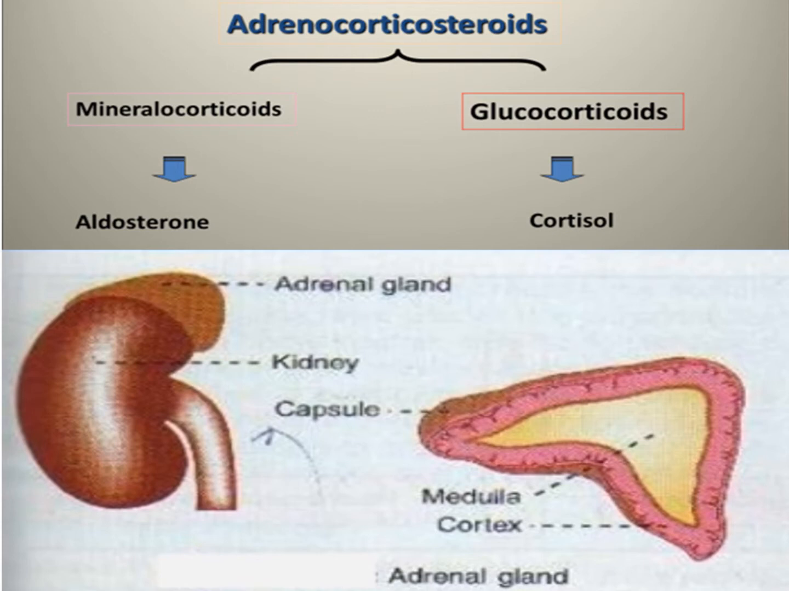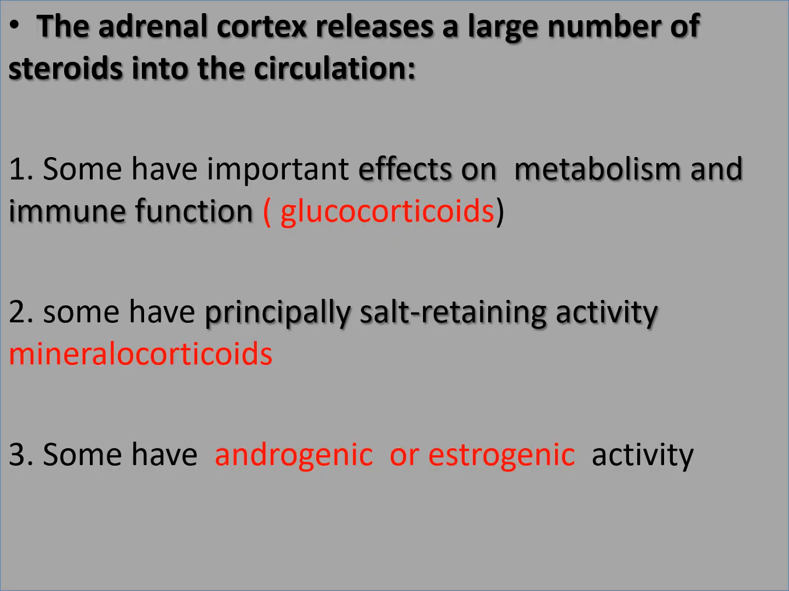Now let me tell you the terms first. When you are talking about adrenocorticosteroids, this means you are talking about both of them, mineralocorticoids and glucocorticoids. When you are talking about corticosteroids, again this is the same, mineralocorticoid and glucocorticoid. But when you are talking about only glucocorticoid, then this means it's only cortisol or hydrocortisone.